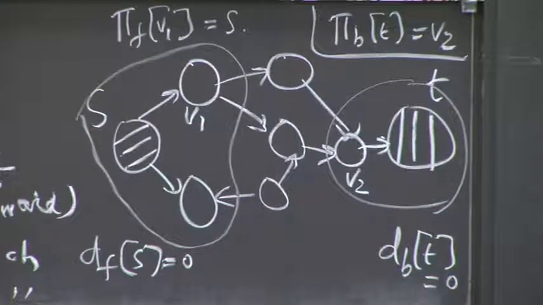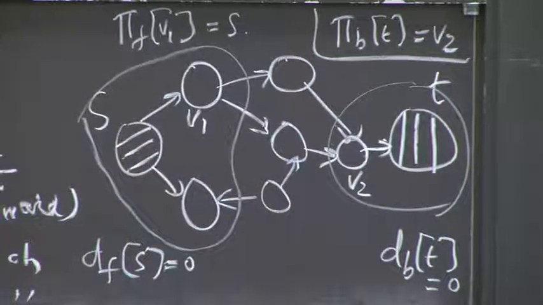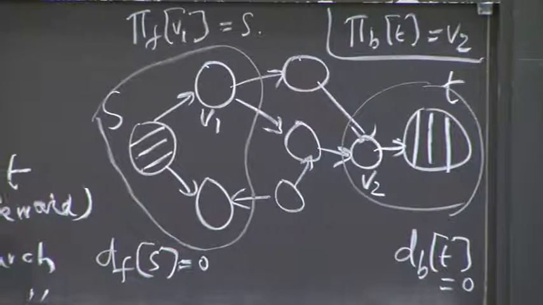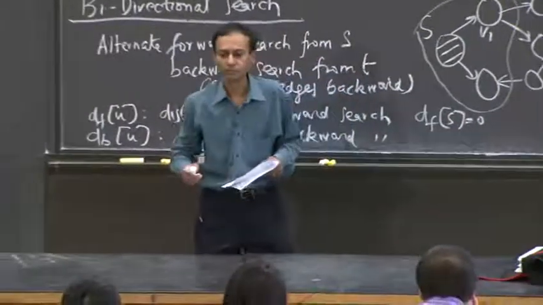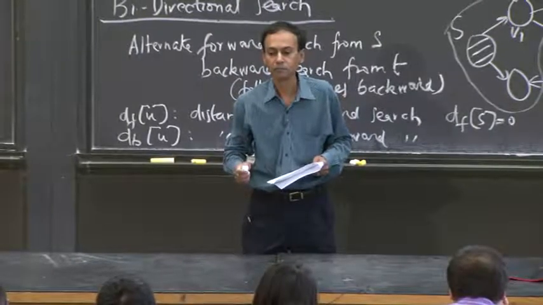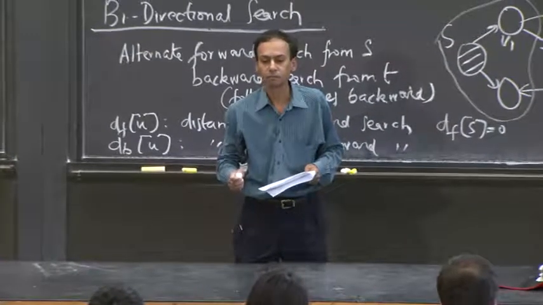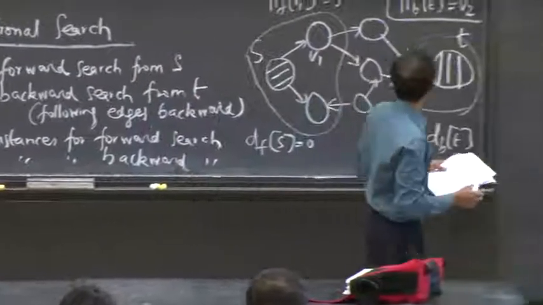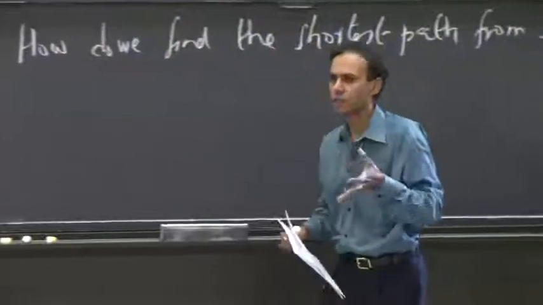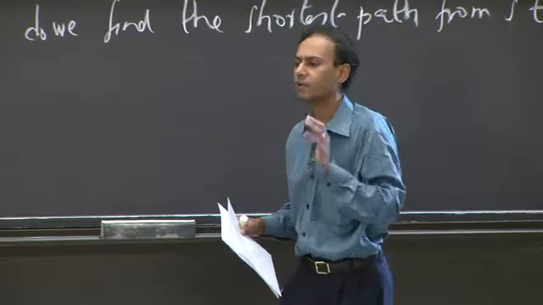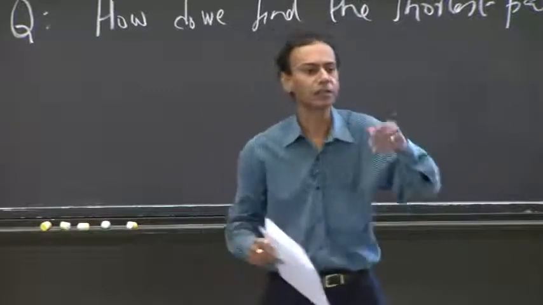So how do I find the shortest path from S to T after these frontiers have met and I've terminated this search? How do I do that? Someone? Go ahead. Well, given that data structure, you start at your T and you keep on going back through pi b until you get to the point where they meet, and then you use the pi f to go from that node all the way back to S. So what I'm going to have to do is, but where do I switch is the question. Where do I switch from pi f to pi b? There has to be some point where I switch. Yeah, go ahead.